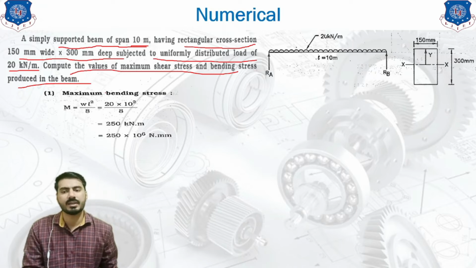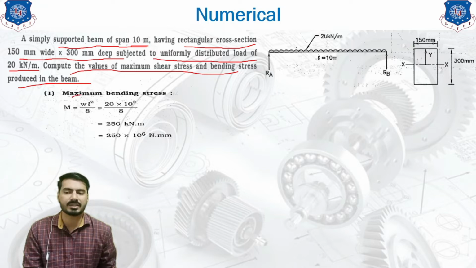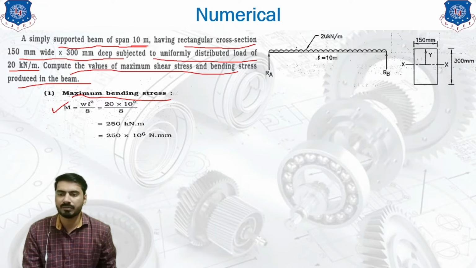Now the first step is maximum bending stress. In order to find the maximum bending stress, we need to find the maximum bending moment first. As this is the case of the uniformly distributed load over the simply supported beam, we know that the maximum bending moment can be calculated using the formula WL square by 8. Instead of W, we will put the value 20, and L is our length. Length is 10 meter, so 10 square divided by 8. We will get the answer in kilonewton meter.